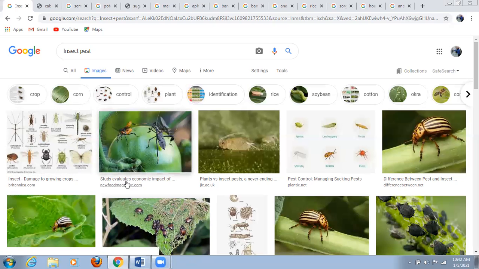So you can see on your screen there are different insect pests. So these are the pests. Here only insect pests are shown. These are the images from Google.